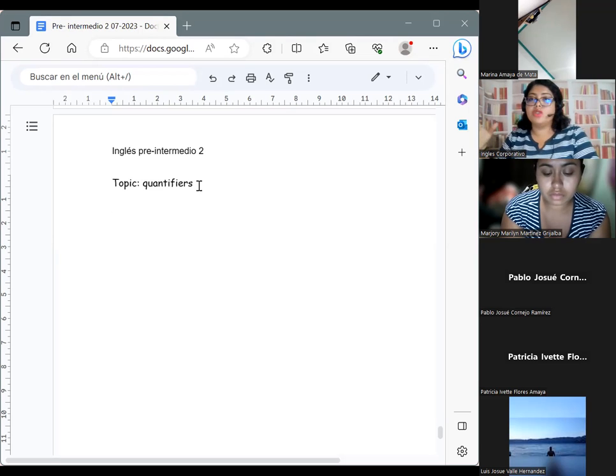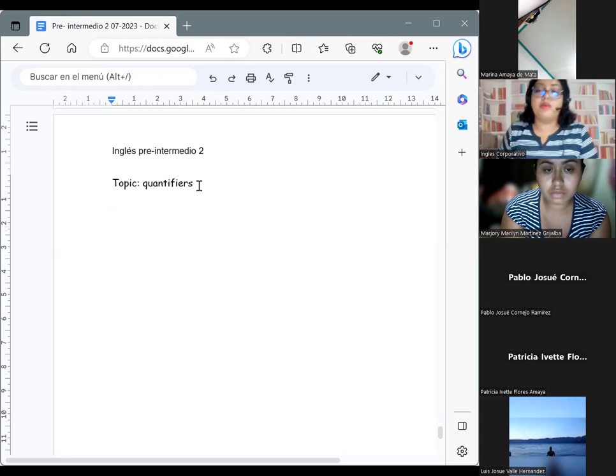And in some cases, you are using these words when you are talking in English, but you are not thinking that this one is a quantifier. So we are going to see all of this information in this topic.